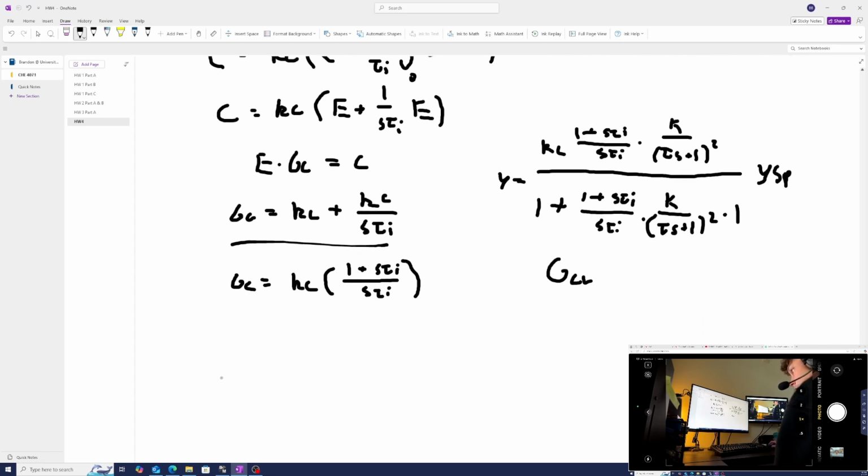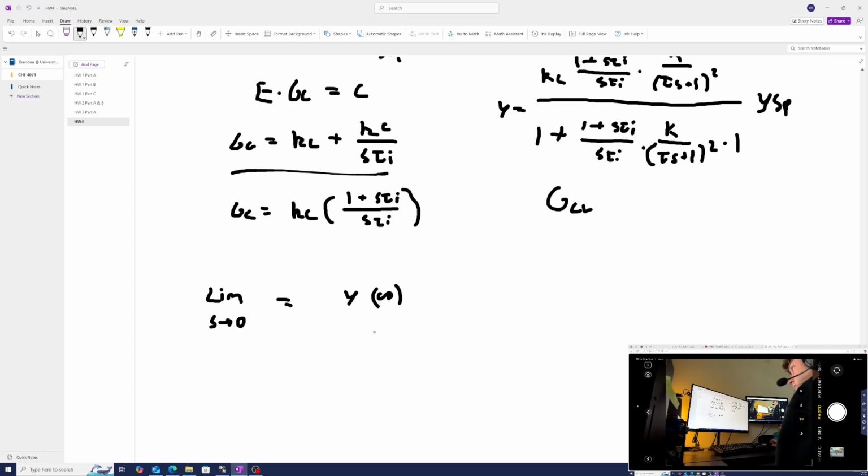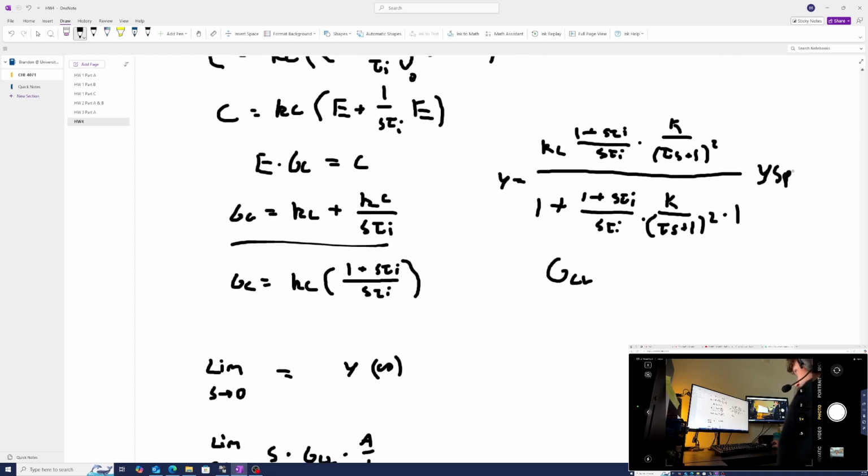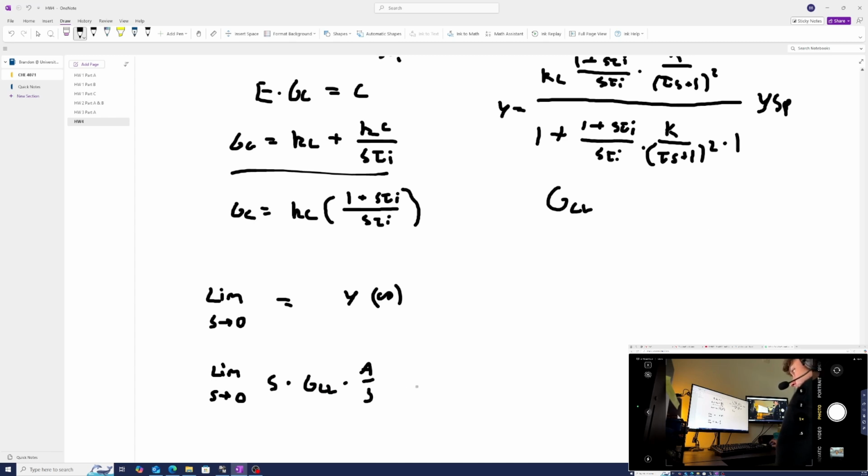So our limit as S approaches 0 is equal to our Y at infinity. And to do our calculation, we will need our limit as S approaches 0. So we'll have limit as S approaches 0 of S times GCL times A over S, which A over S is representing our set point as a step, and this is equal to our y at infinity.